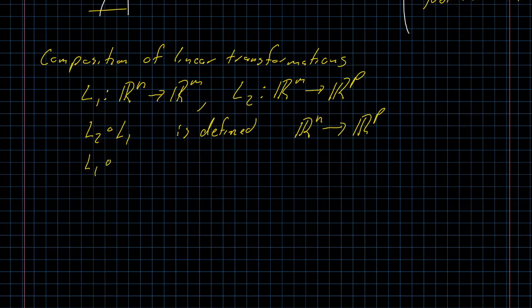But in the other order, L1 composed with L2 is not defined. Because if we evaluate this, we would evaluate L2, which would take in an m-dimensional vector and then give us a p-dimensional vector. And then we try to feed that p-dimensional vector into L1, which is expecting an n-dimensional vector. And if p and n are two different numbers, that doesn't work. You can't take a vector of the wrong dimensions and put it into a linear transformation.